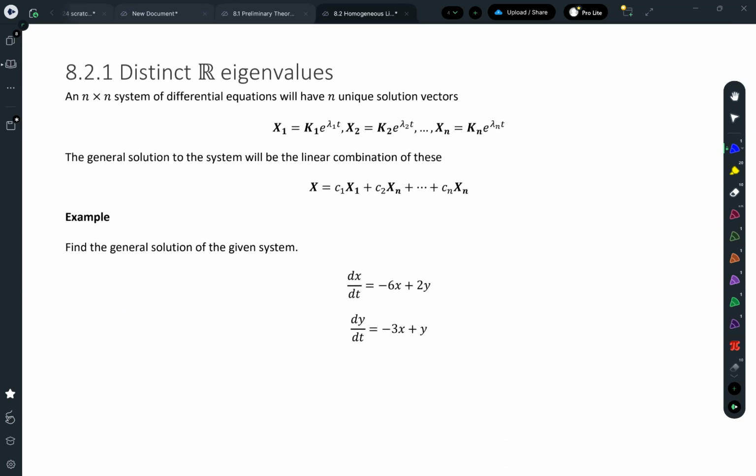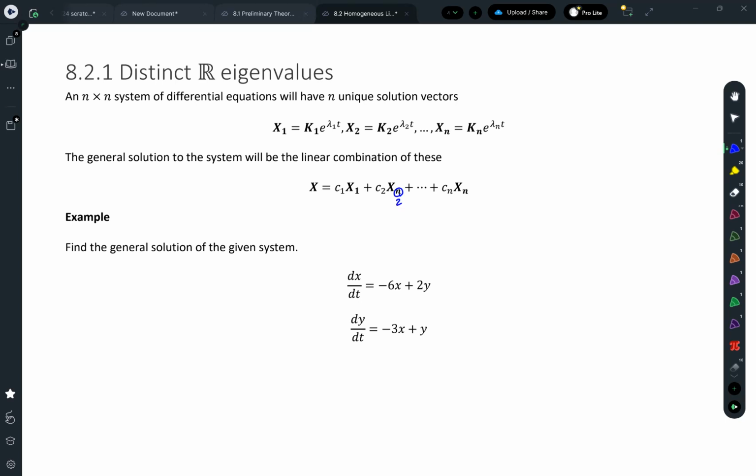An n by n system of differential equations will have n unique solution vectors. And so x1 would be k1 e to the lambda 1 t, x2 would be k2 e to the lambda 2 t, and so on and so forth. And then the general solution would be comprised of c1 x1 plus c2 x2. I have a lot of typos in here. Sorry about that. Plus all the others.